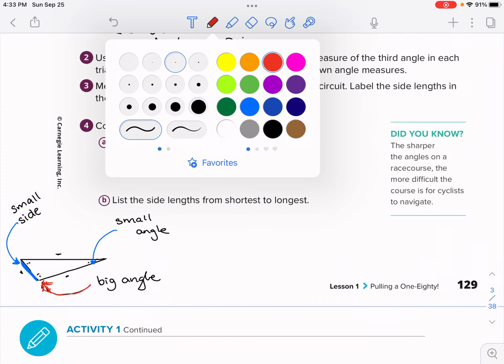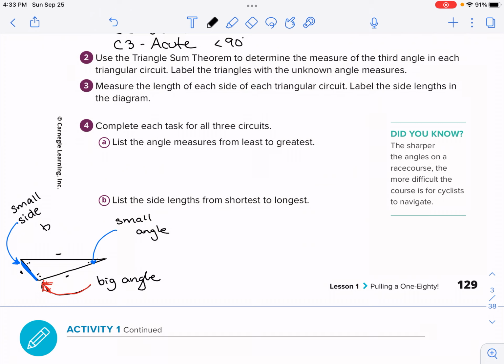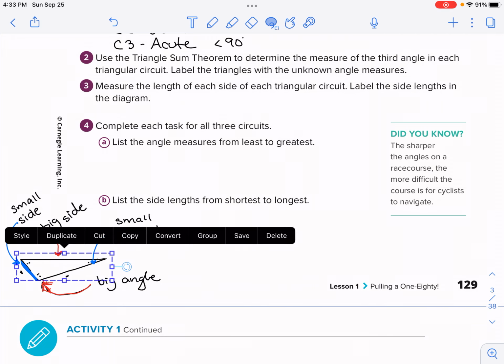And then finally, which one has the big side? The biggest side is right here, right? If you were to measure all three sides, this one would be the biggest side. Now, what I want you to understand from this, because it's what the book is asking you to grasp, is this. I'm going to take this figure so I can annotate it a little bit larger. I'm going to put it over here.